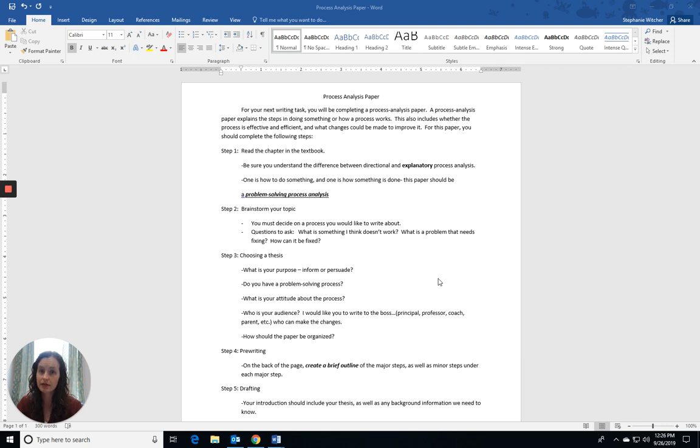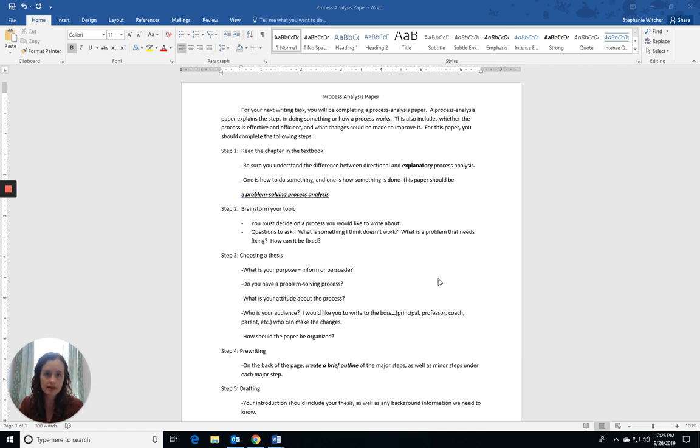So this is to explain how a process works out in the world to accomplish a goal, rather than doing something that produces a product that I can touch. Okay, so those are a little bit different, and I want to make sure that you do explanatory. So make sure you read the textbook so you're very clear about what kind of process I'm asking you to do. Okay, so one is how to do something, one is how something is done. But we're going to even take it a little bit deeper than that.